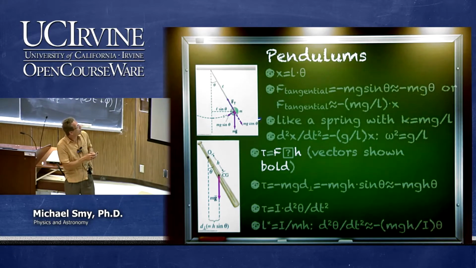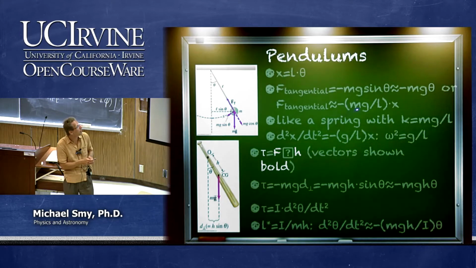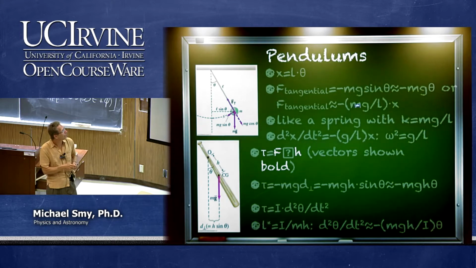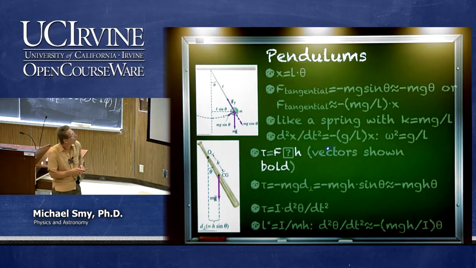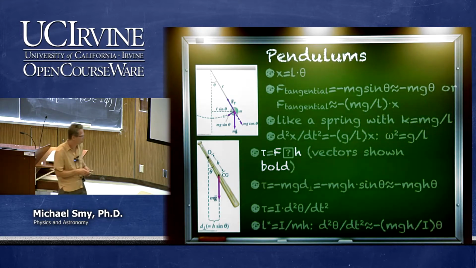So if I look at this equation, F tangential approximately equals minus mg over L times x, then it looks like the force for the spring, where the spring constant is mg over L. So we can basically use what we had before, except that we replace the k with mg over L. And then instead of omega squared equals k over m, it has become simply g over L.